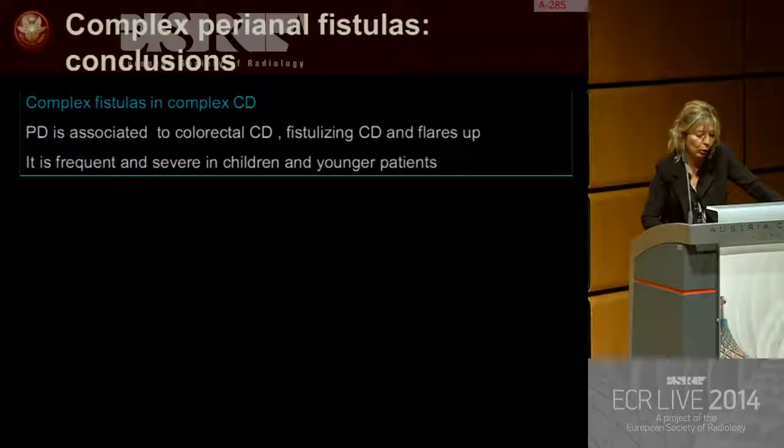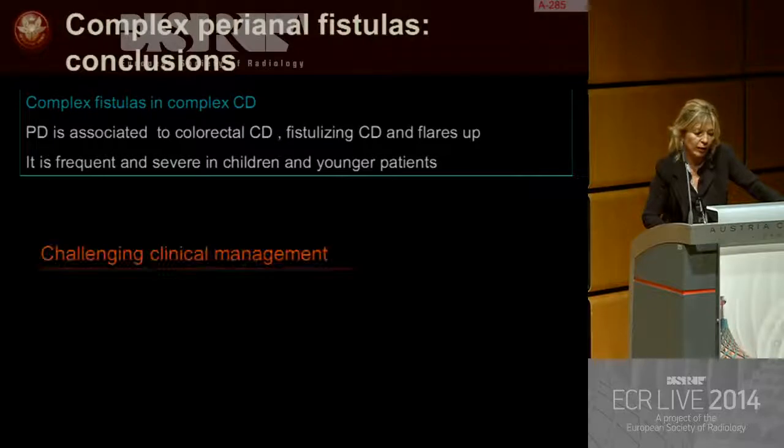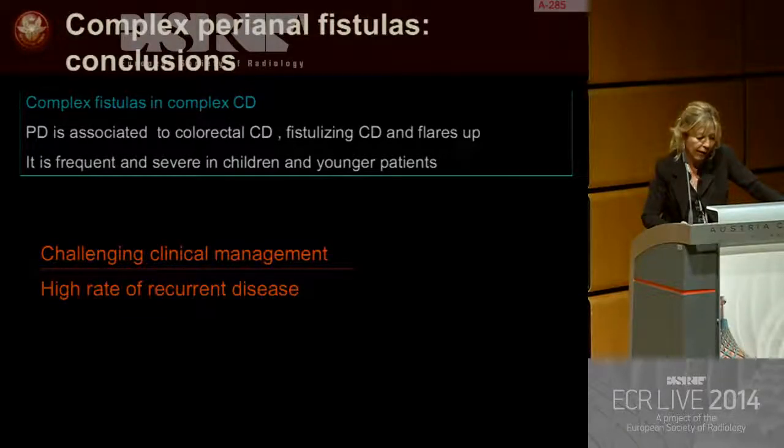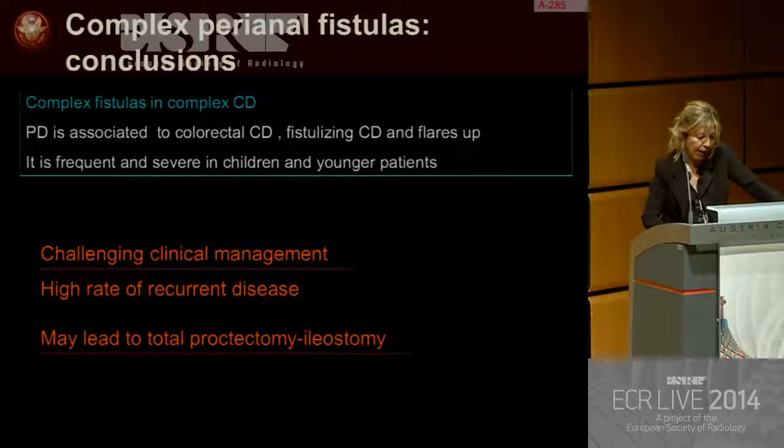So to conclude, I would like to remind you that complex fistula occur in complex Crohn's disease, that perianal fistula is usually associated with colorectal Crohn's disease, with fistulizing Crohn's disease, and with very severe disease. It may occur during flare-ups. It's very frequent and more severe in children and younger adults. It has a very challenging clinical management, a very high rate of recurrence, and may lead, unfortunately, to total proctectomy and ileostomy.